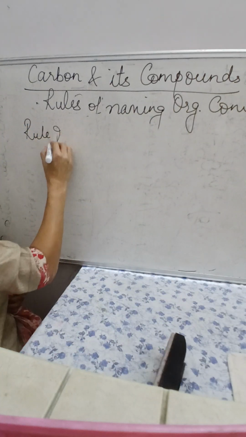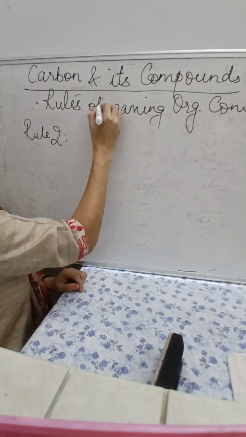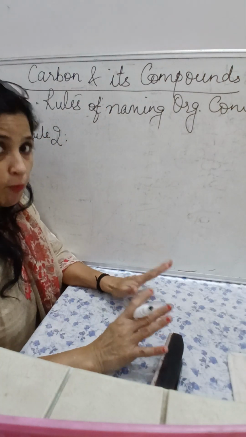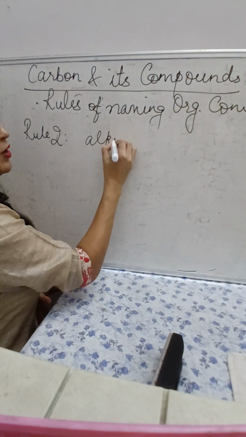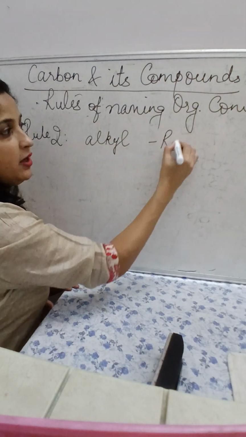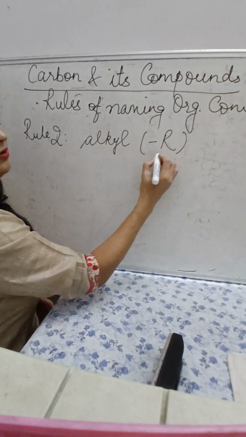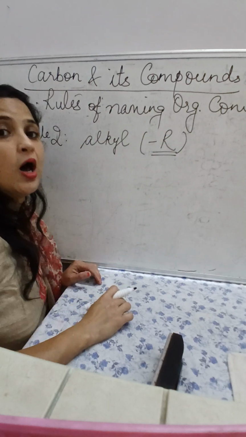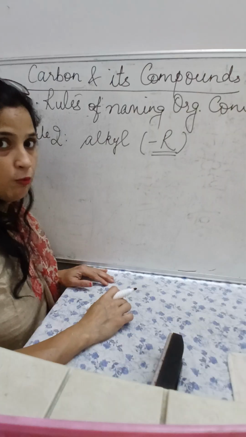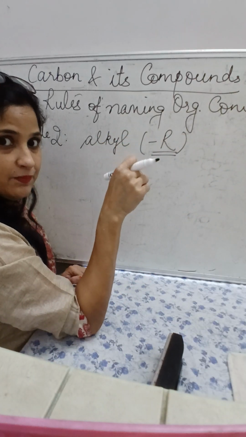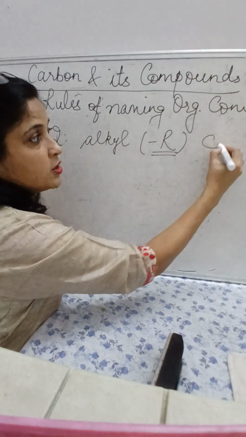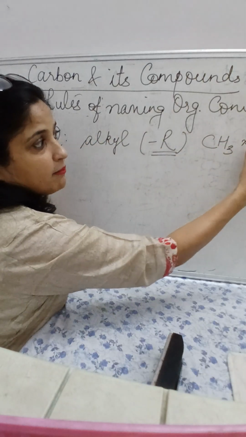Now the rule number 2 is that whenever there is an alkyl group, that has to be treated as an alkyl group. What do you mean by alkyl group? In chemistry, we usually represent this as the R group. That is an alkyl group. In this, one hydrogen atom is removed. Like CH4 was methane, so CH3 will be my methyl group.